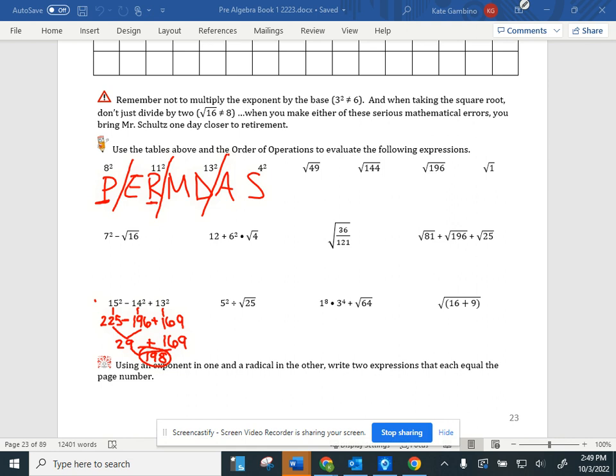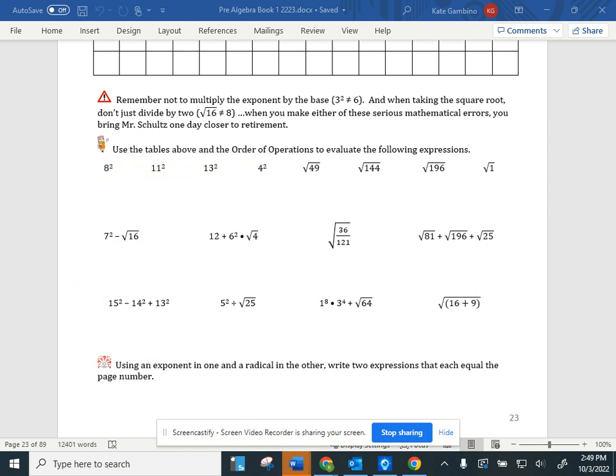Using an exponent in one and a radical in the other, write two expressions that each equal the page number. So our page number is 23. You can see that right there. So we want to, using exponents, write an expression that equals 23, and using a radical, that square root, you want to equal 23.